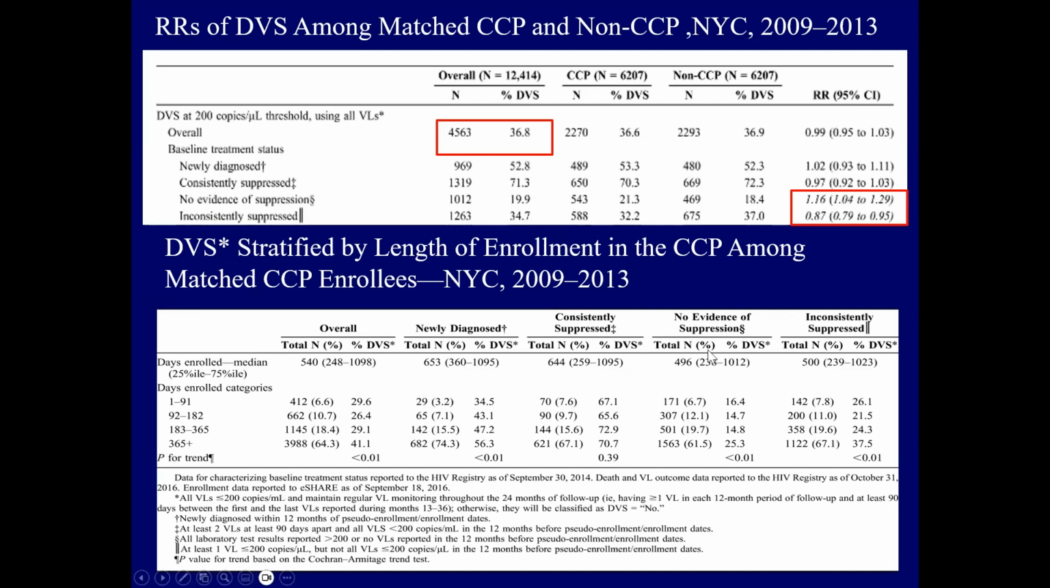In this table, we can see how the days enrolled in the program have an impact on the durable viral load suppression outcome. People newly diagnosed or always suppressed were enrolled longer in this program compared to people who have no evidence of suppression and inconsistent suppression. So you can see the proportion with DVS increased with the duration of their enrollment in this program.